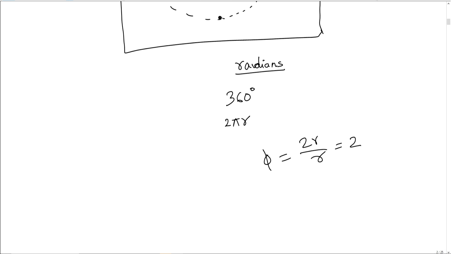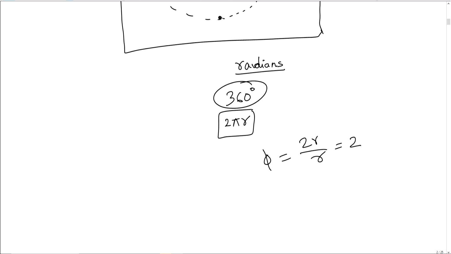More generally, it's basically the arc of the circle divided by the radius of the circle. That will give you how much angle that arc forms at the center. So now for example, for the entire circle, the circumference is 2 pi r, and the angle the entire circumference makes at the center is 360 degrees.